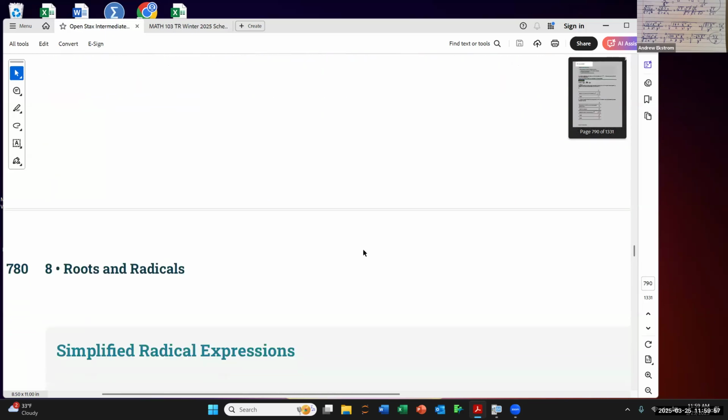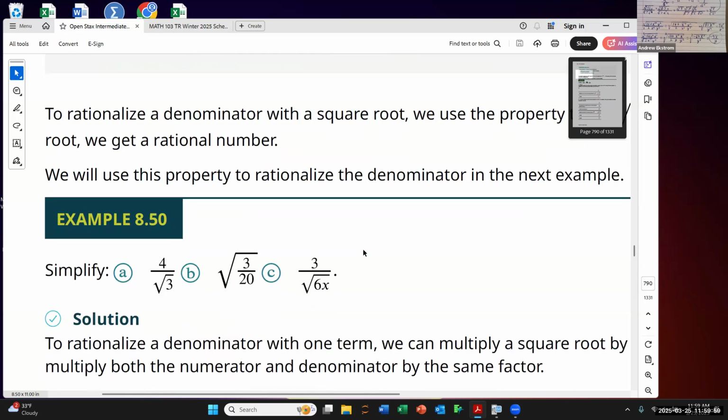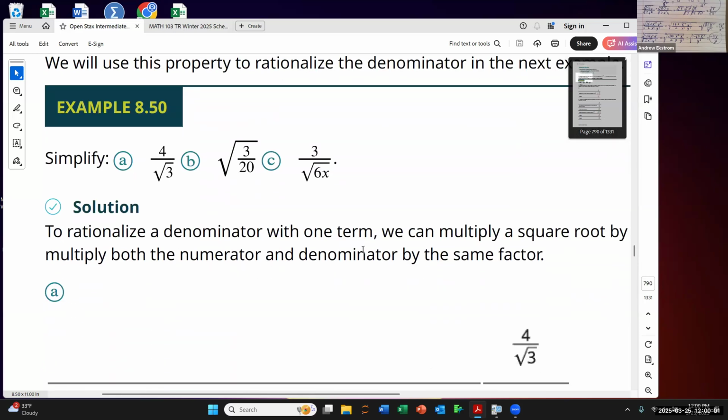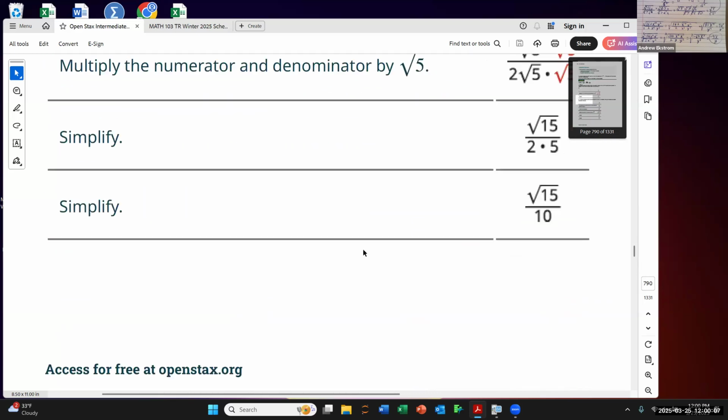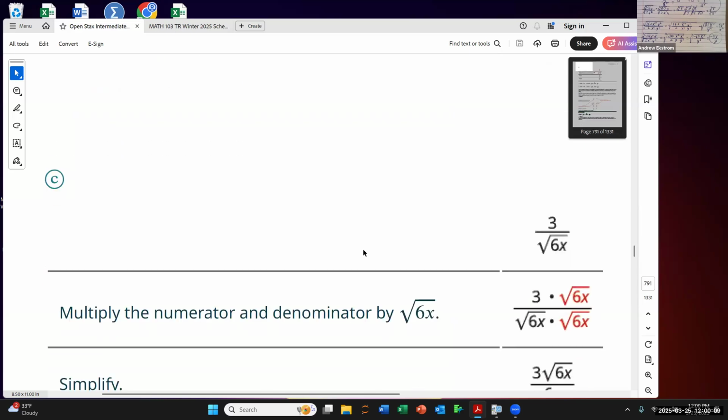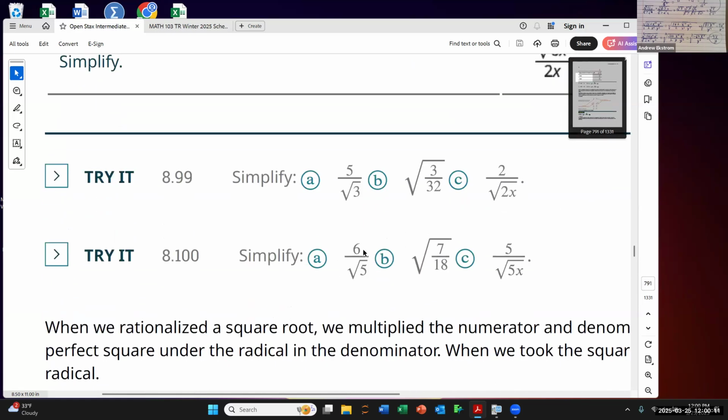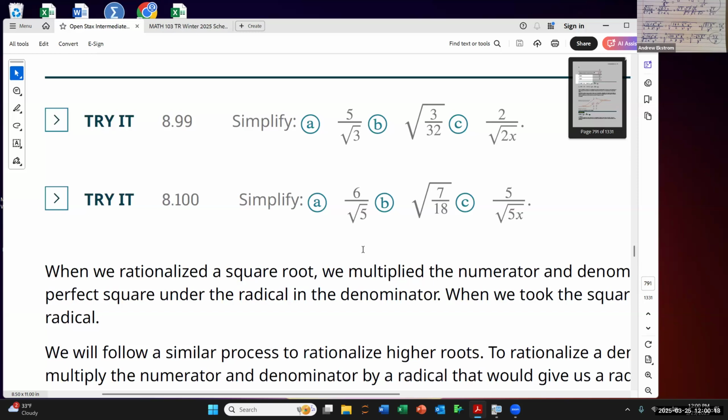Now, the big thing to deal with in here are actually problems like these. One of the big issues that we have with these is how do we get the radical out of the denominator?